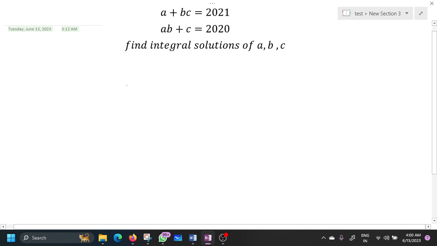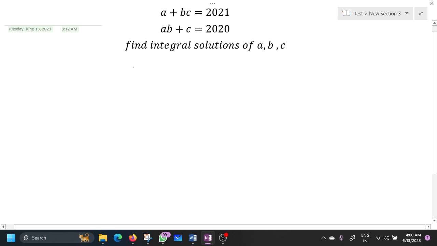Welcome everyone. Today we have this quite short and simple problem, but we will discuss it in detail. I have seen some videos on YouTube explaining this problem, but I find a need to explain it deeply.